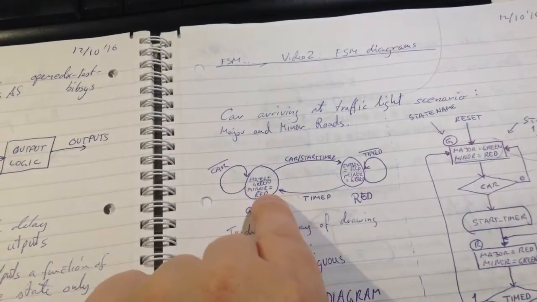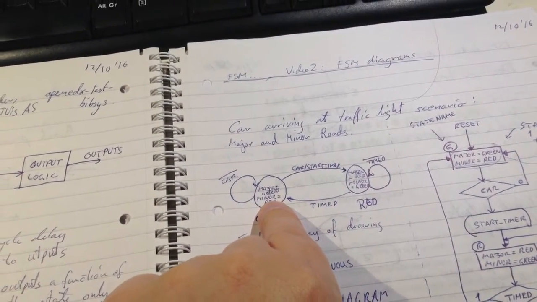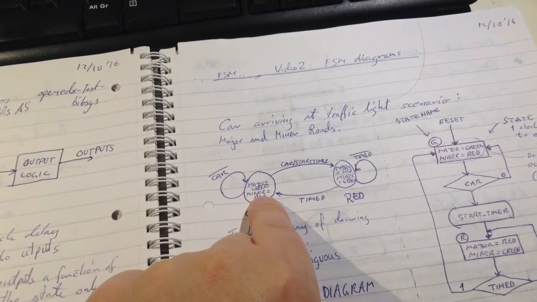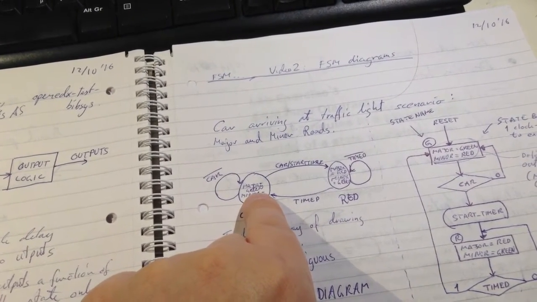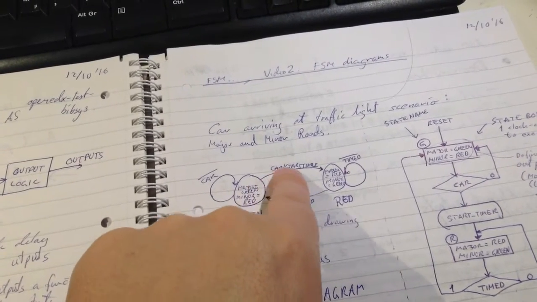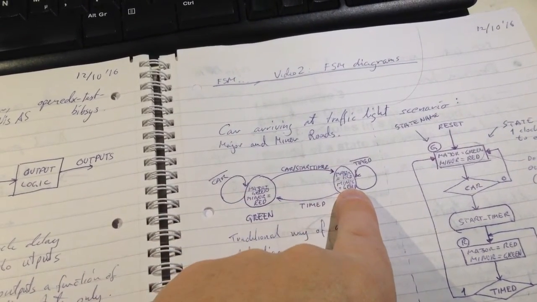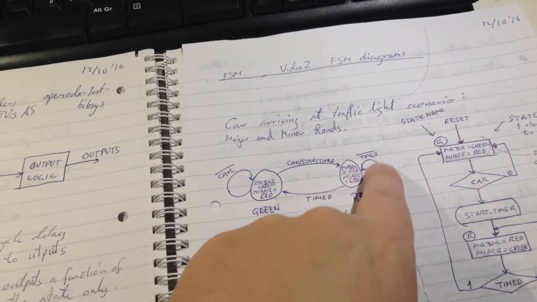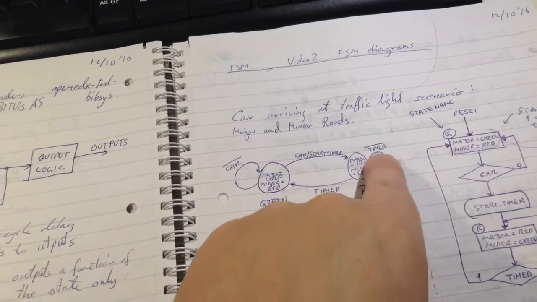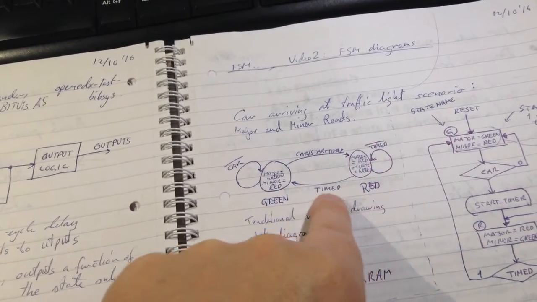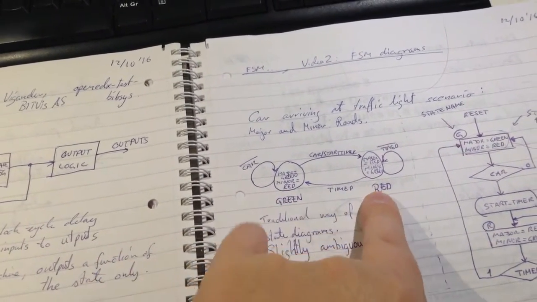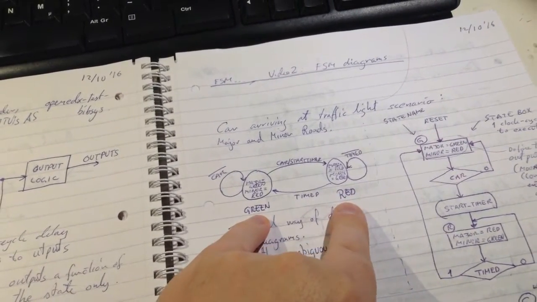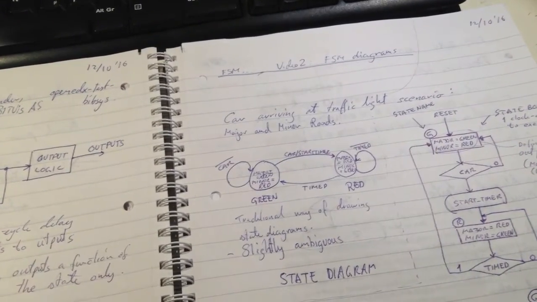So what that means is that in this example it's an intersection with a green and red light, and if there is a car coming, then it changes state, and then a timer starts. If it hasn't timed out, it will stay in that state, and if it times out, it goes back. And here you can also see the color is changing. But this is a slightly ambiguous way.